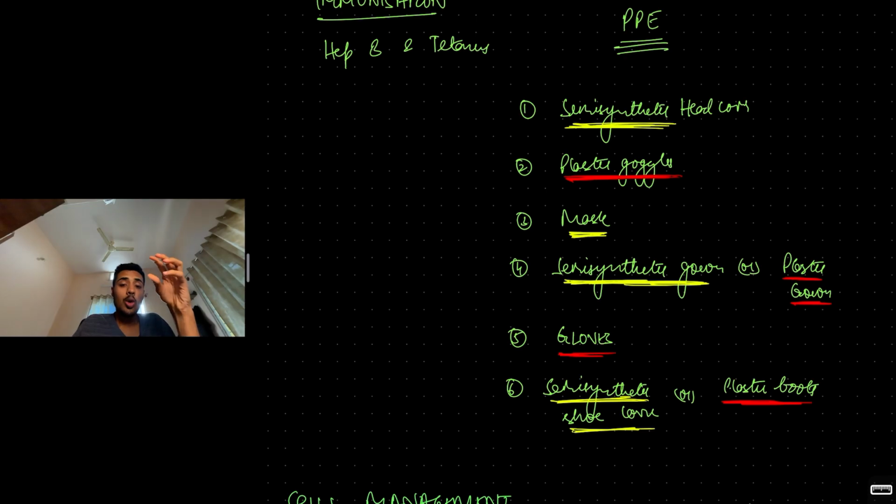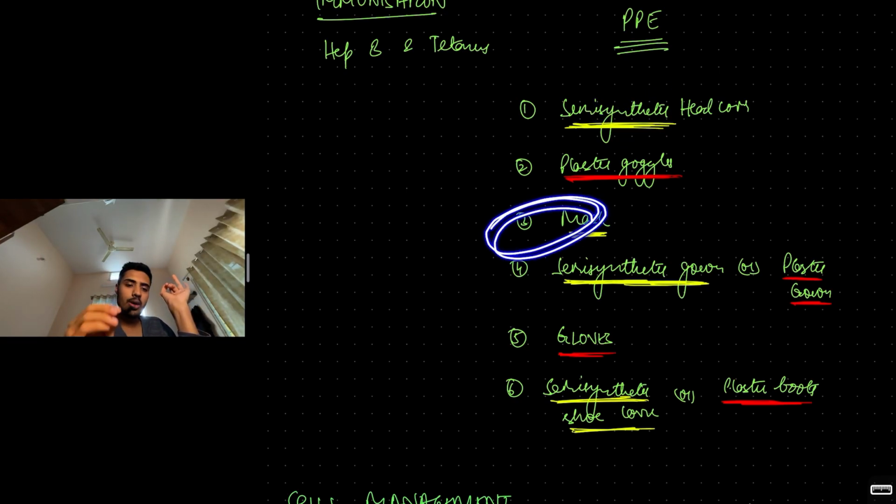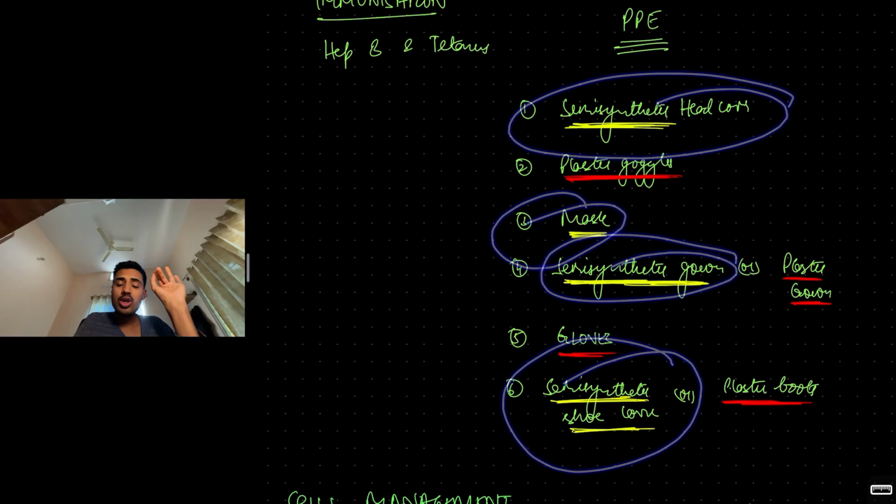Now, this personal protective equipment, where will you discard it? Anything that is semi-synthetic, remember, goes into yellow. So semi-synthetic head cover. The mask I already told you goes into yellow. Yellow C for masks. Masks yellow. Semi-synthetic gown, semi-synthetic shoe cover, semi-synthetic head cover, all goes into the yellow bin.